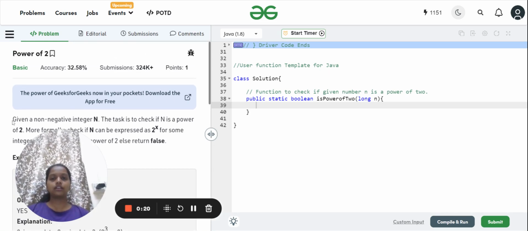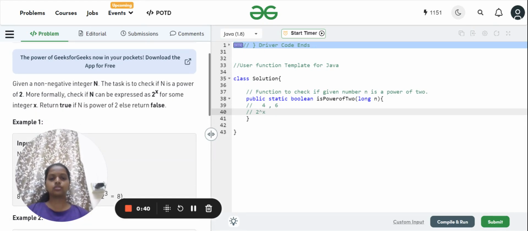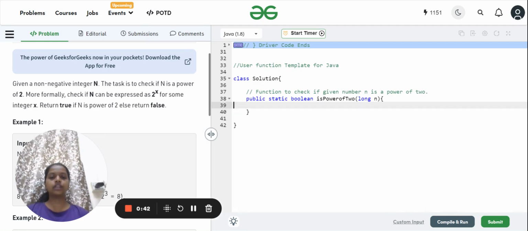We have to check if the given number is a power of two or not. So if the given number is 4, then we have to return true. If the given number is 6, then we have to return false. Power of 2 means a number can be represented in the form of 2 power x, where x is an integer. Okay, so we have to check that, and today we are going to solve this question using bit manipulation concepts.